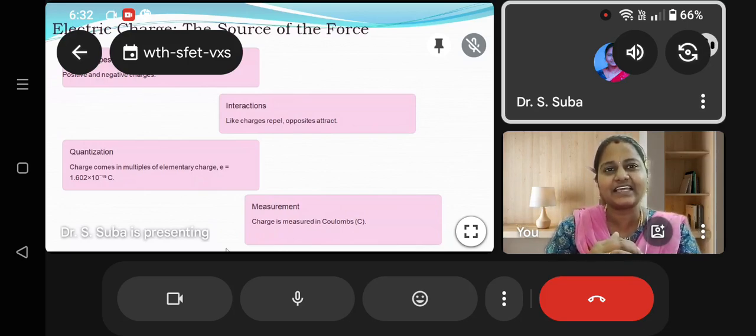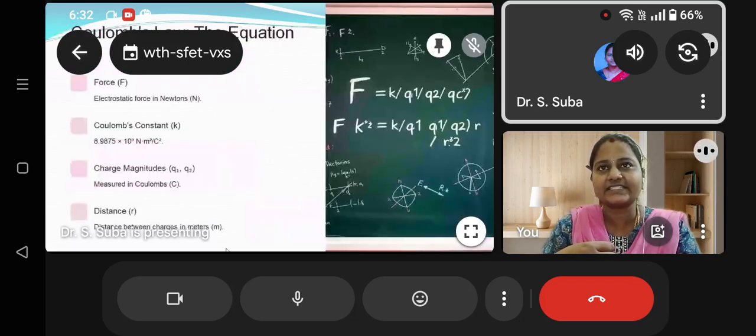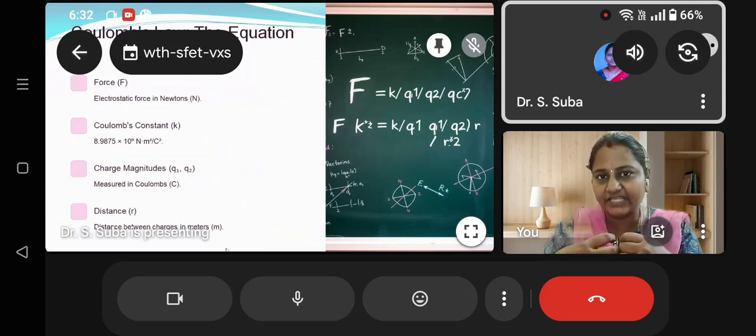So what about the Coulomb's constant? We know every proportionality can be replaced by an equality with one constant. Here we introduce the constant K. The value of constant K is 8.9875 into 10 power 9 newton meter square divided by C square. The charges q1 and q2 are in coulombs, and the distance between them is in meters.